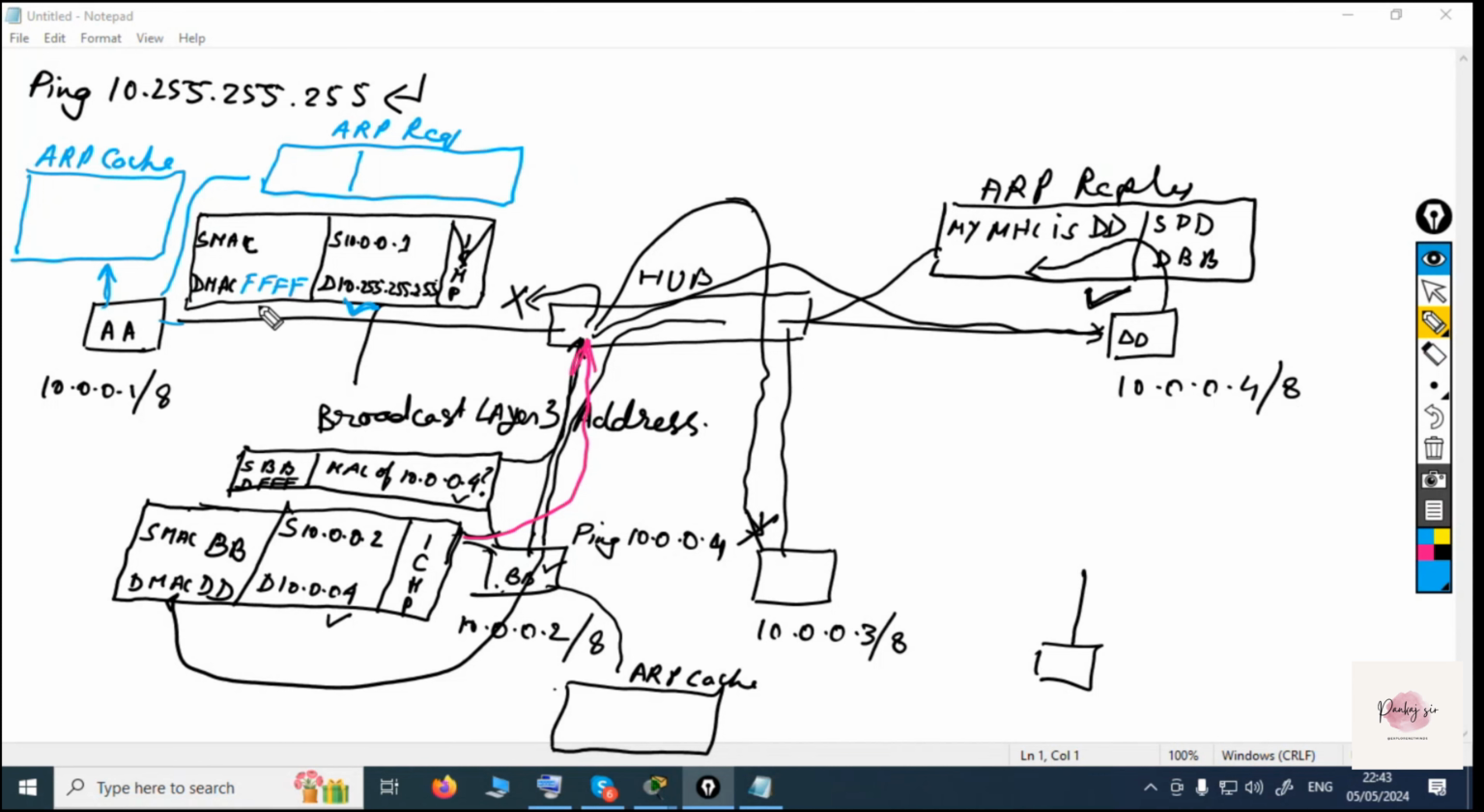It simply wrote FFFF as the broadcast address and sent the data to the hub.